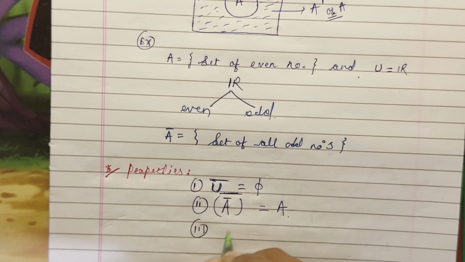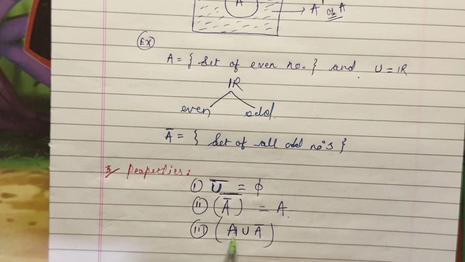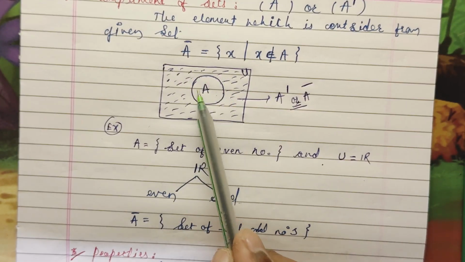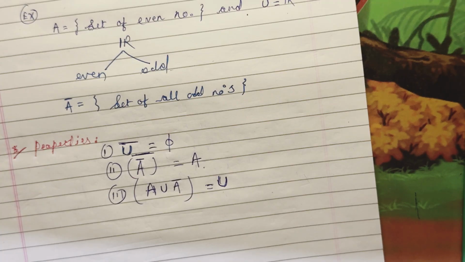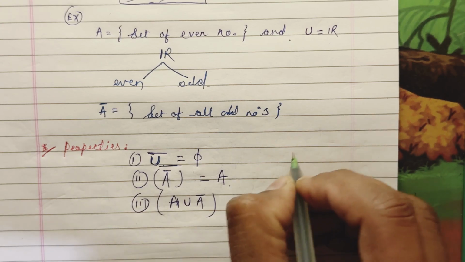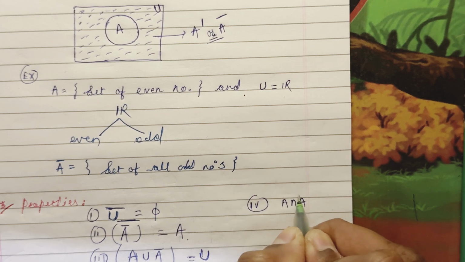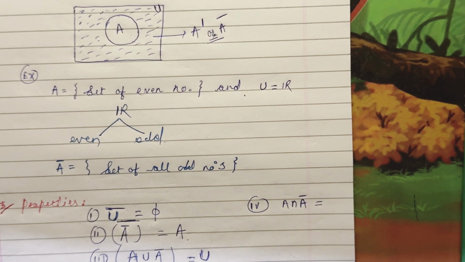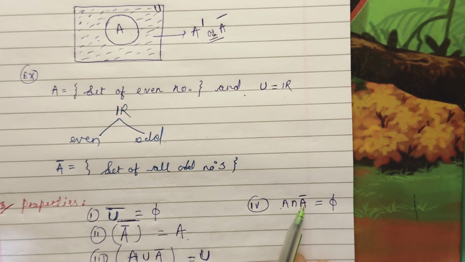Third property: A union A complement, that means set A union with its complement, we get the universal set. By Venn diagram you can easily visualize this. Fourth, we write A intersection A complement. That means the intersection of A and its complement is phi. There is no element common between them. A is different and A complement is outside A. Whenever we take their intersection we get phi.